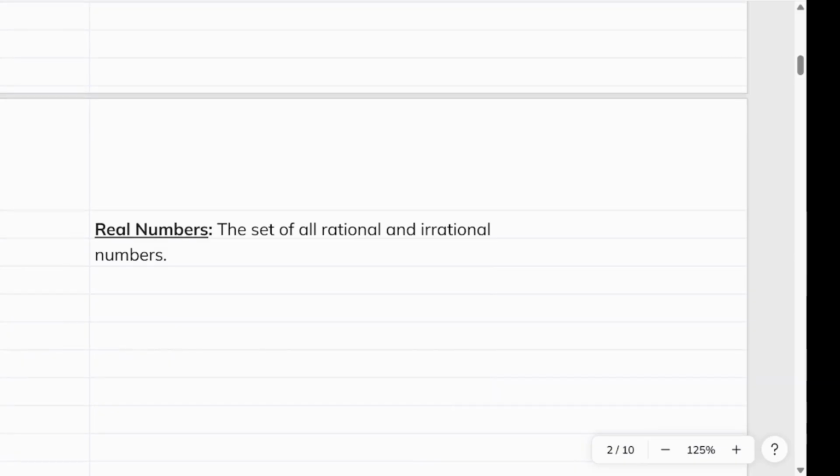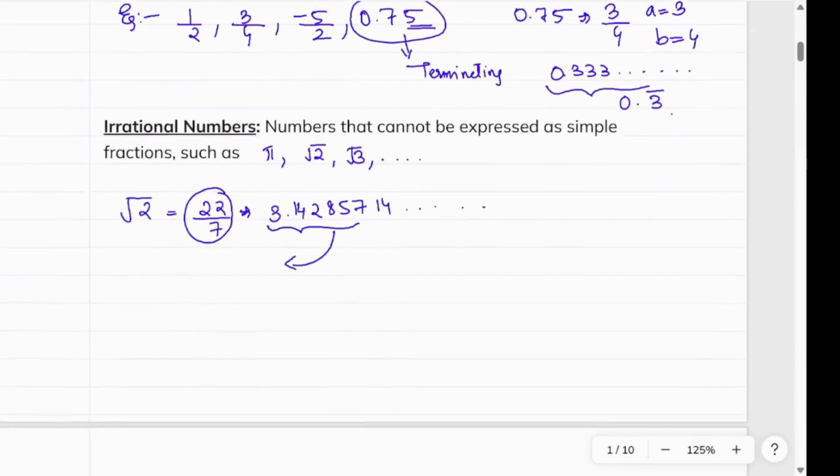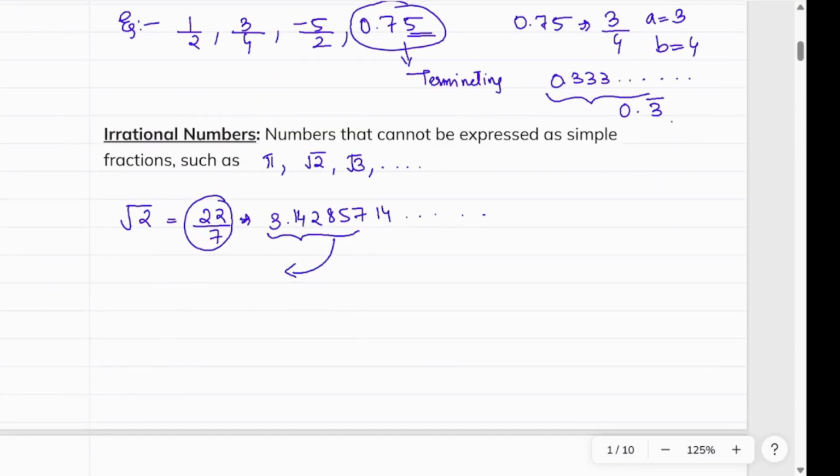What about the real numbers? The set of all rational and irrational numbers together we call the real numbers. Once again, what do we mean by irrational numbers? Irrational numbers have non-terminating, non-repeating decimals.